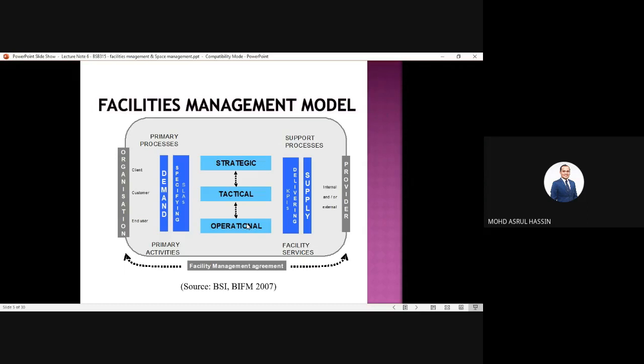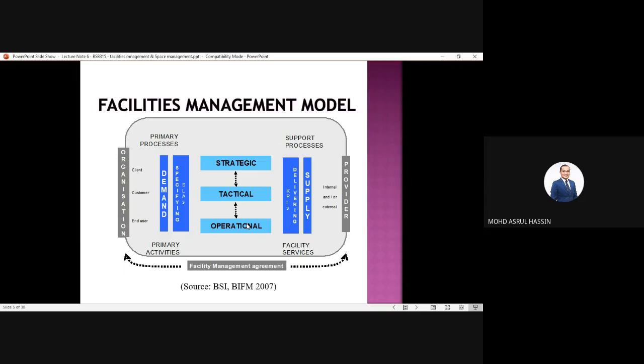In facilities management, we segregate into three levels. The first level is the strategic level, which is top management, and then the tactical level, which is management to the operations, and then the operational level for the implementers, for example technicians, supervisors, engineers. It can be under operations.